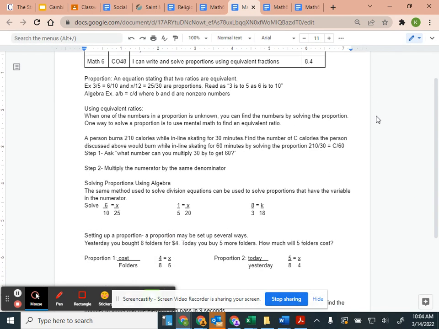CO48. I can write and solve proportions using equivalent fractions. So a proportion is an equation stating that the two ratios are equivalent. So we could say 3/5 is equal to 6/10. Sometimes it's easy like this one. We could say, well, if I multiply both the top and the bottom by 2, 3/5 turns into 6/10. They're equivalent. Got it. It's not always that easy. It's not always I can just multiply the top and the bottom to get that. Doesn't have to be the case to be equivalent.